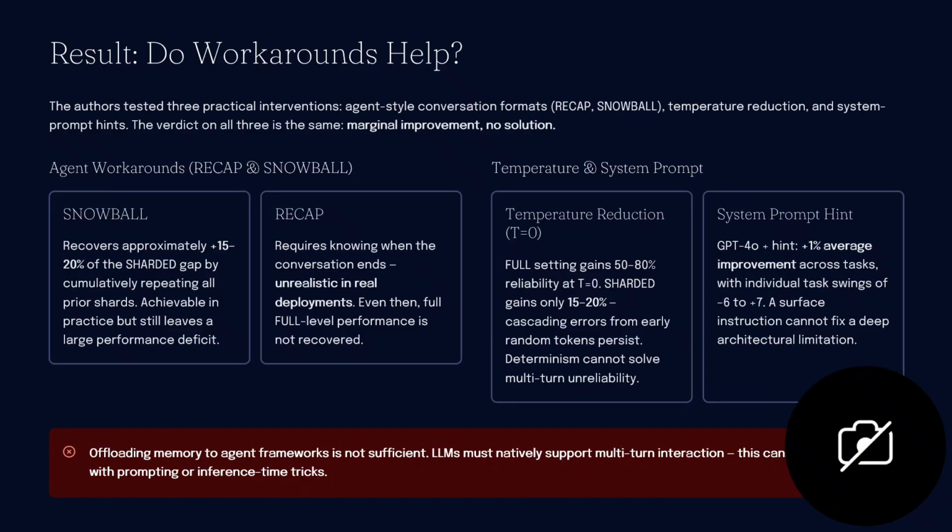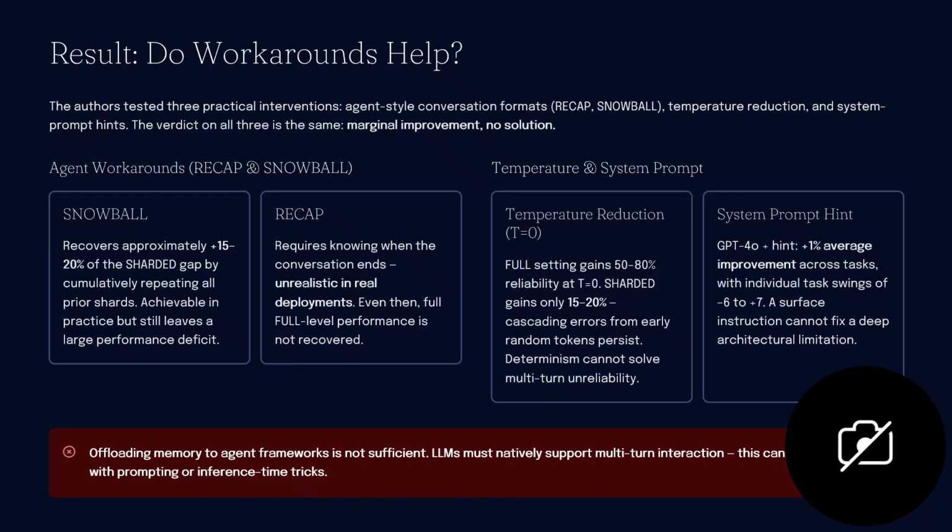Lowering temperature to zero. In singleton settings, this helps a lot, 50 to 80% reliability improvement. In multi-turn settings, almost nothing. Even at t=0, unreliability remains around 30%. Why? Because one early random token in turn 2 cascades into divergent paths for the entire rest of the conversation.